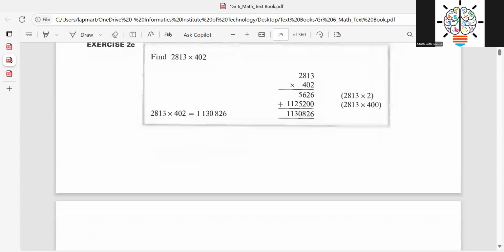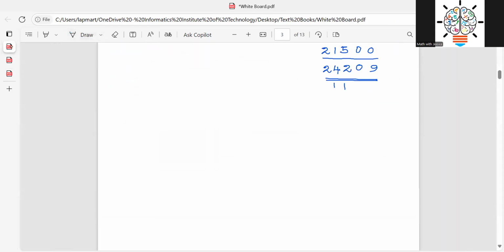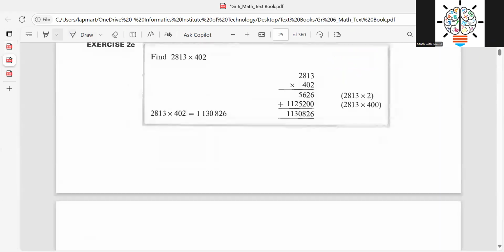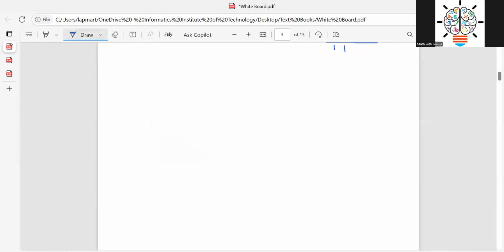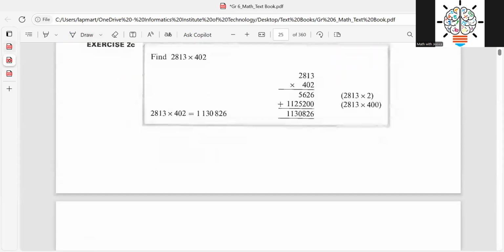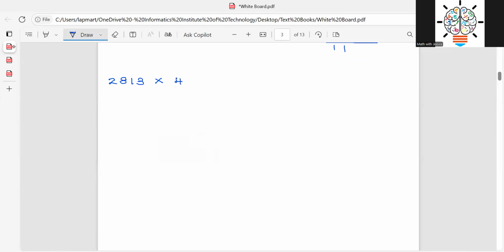And let's say you have something like this. 2813, we want to multiply by 402. So then what should I do? I write 2813 here and I write 402 like this. So then what do I do?